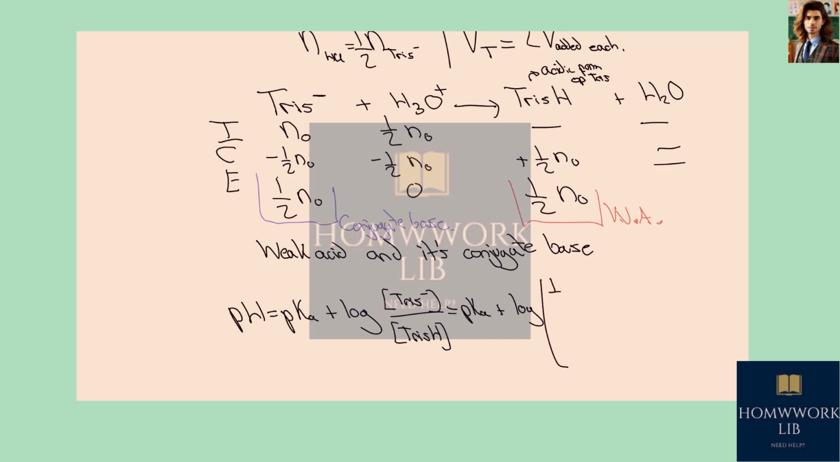So I'm going to make this parenthesis a little bit larger. One half of N0 divided by the total volume. One half of N0 divided by the total volume. And what you notice here, both of these guys, they're the same number. So we get logarithm of 1. And logarithm of 1 is equal to 0. So the pH will be equal to the pKa of Tris.